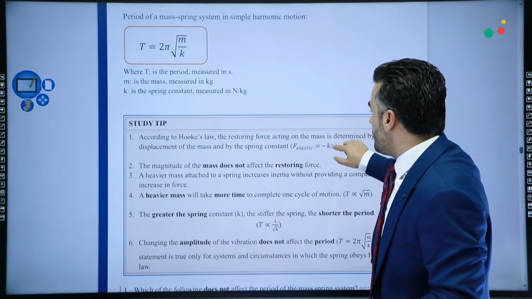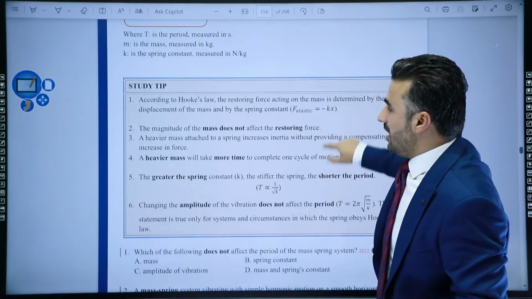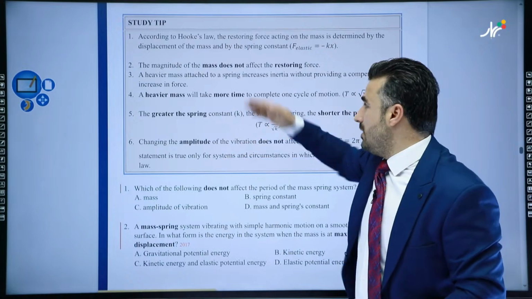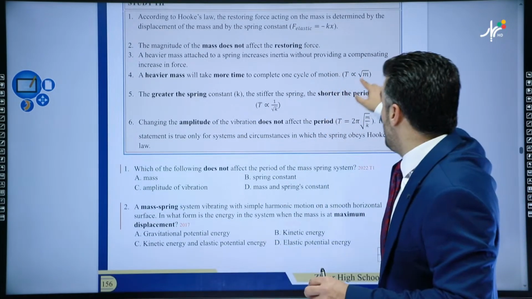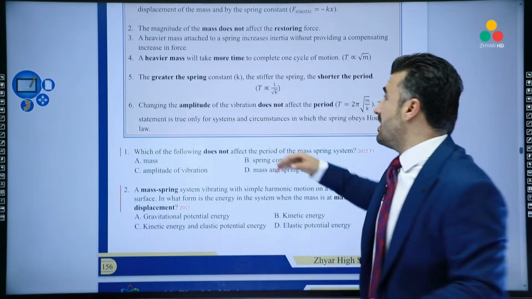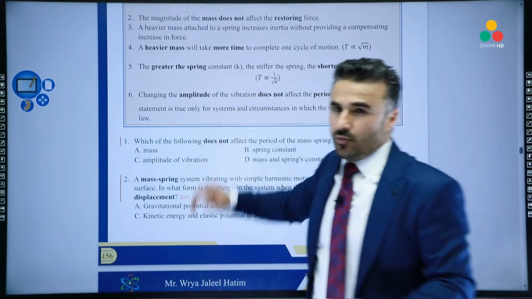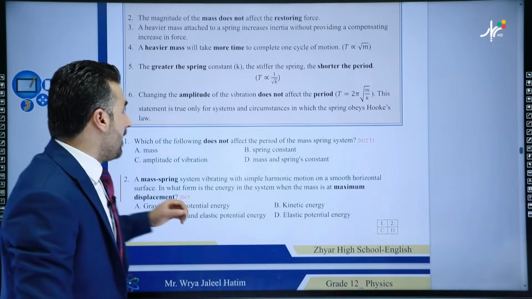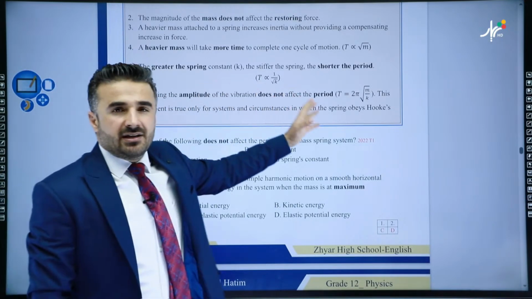Once again, if I increase or decrease the amplitude, will it affect the period? No, but it does affect the elastic force. The next one: a heavier mass will take more time to complete one cycle of motion. So we said the period is directly proportional to the square root of the mass. And the stiffer the spring, the greater the spring constant, the shorter the period. We can say the period is directly proportional to 1 over the square root of k. And for number 6, changing the amplitude of the vibration does not affect the period.